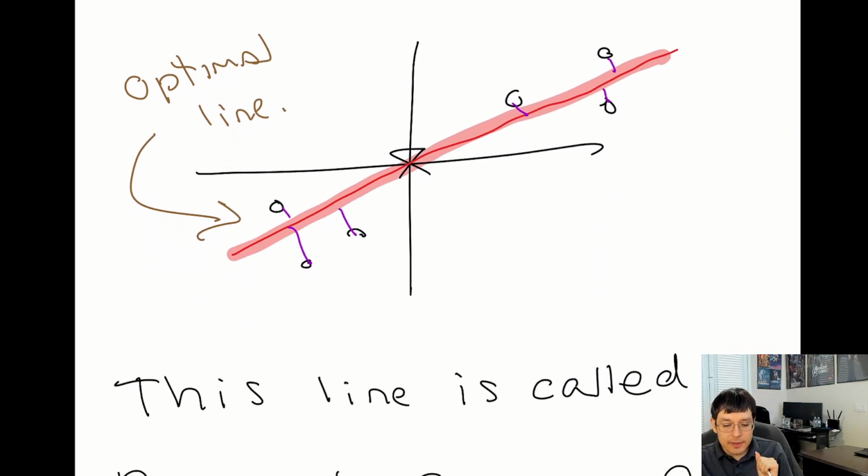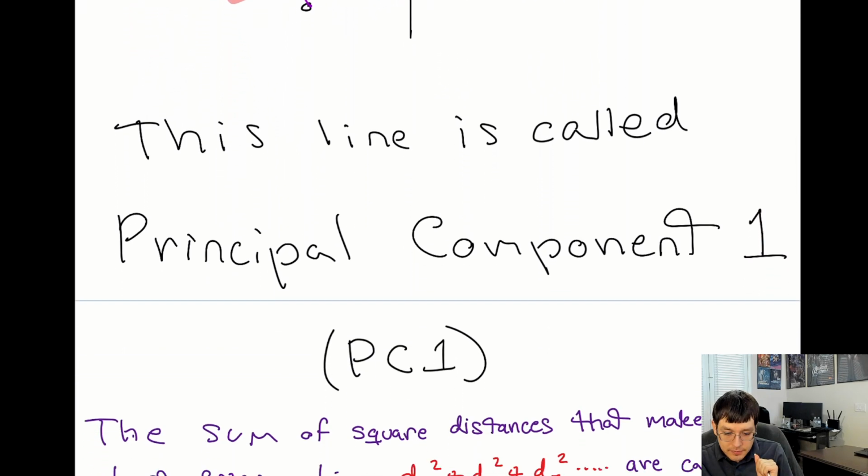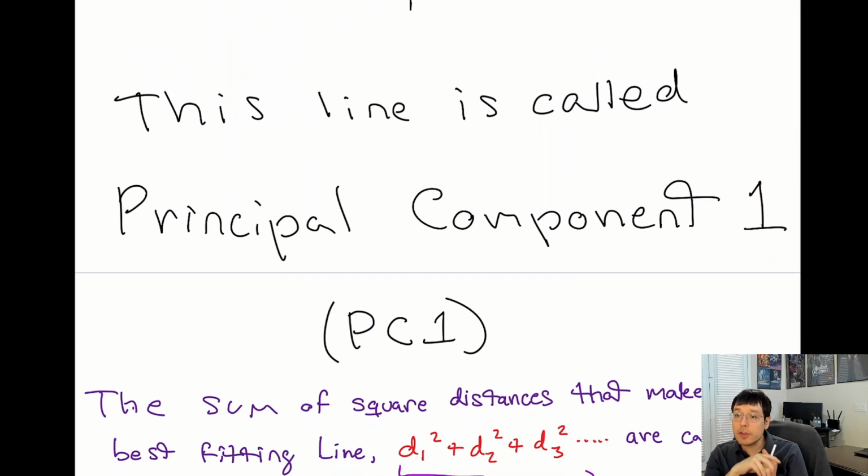Okay, that line has a special name. That line is called the principal component. And in this case, it's principal component 1, because it's the first one that you computed, okay? So it doesn't matter if this is 2 dimensions or 20 dimensions. The first line you compute is the most important one, and it's called principal component 1, okay? And remember what the slope of that line is, okay? We're going to come back to talk about the slope.